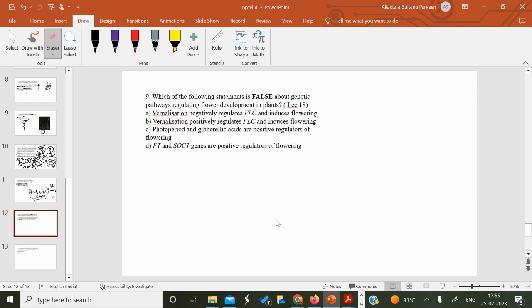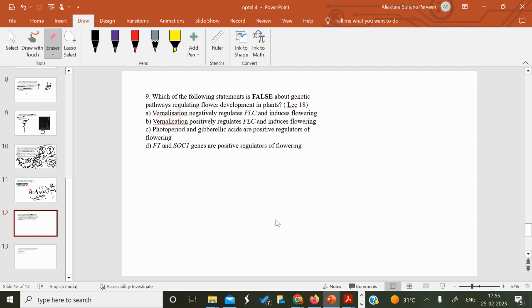Okay. So, the false statement they have asked for. The first one is vernalization negatively regulates FLC and induces flowering. I have already told this is the true option. So if option A is true, then option B cannot be true. It positively regulates FLC. Option C: photoperiod and gibberellic acid are positive regulators of flowering.